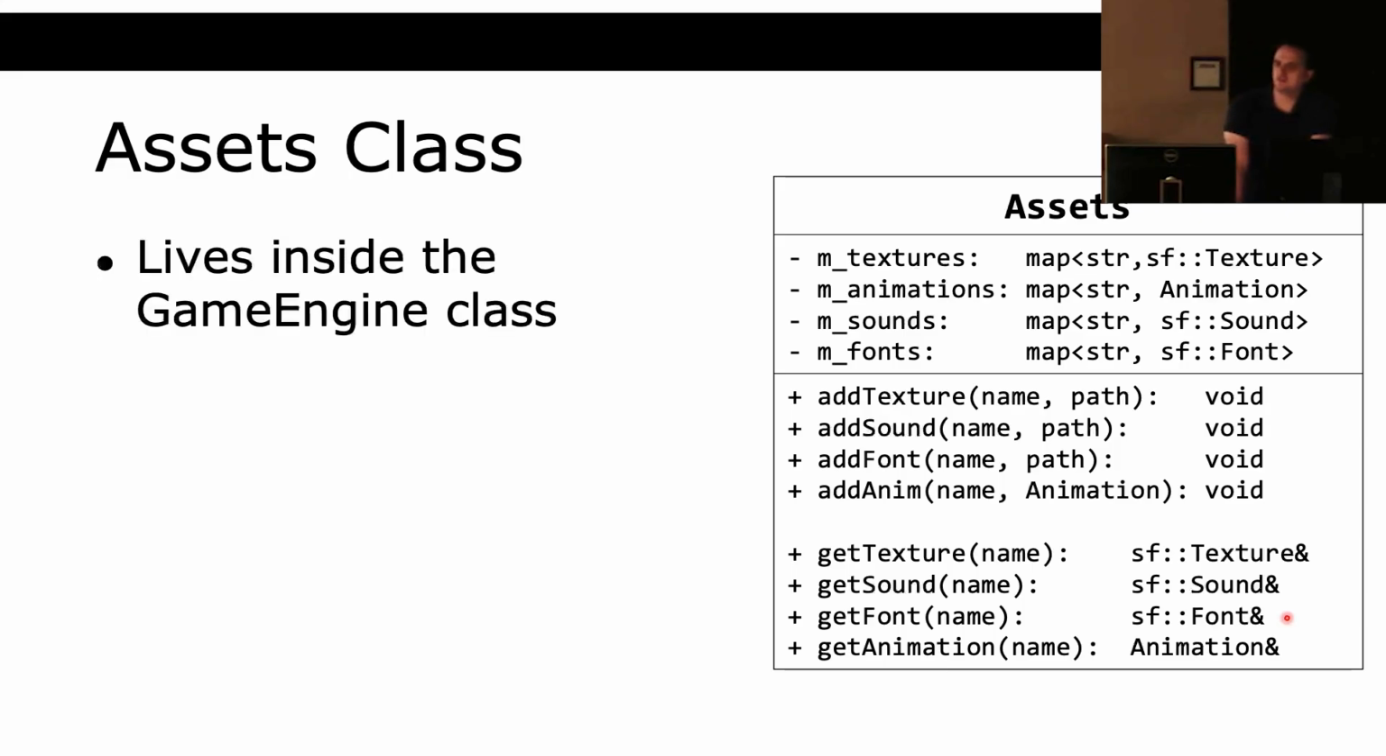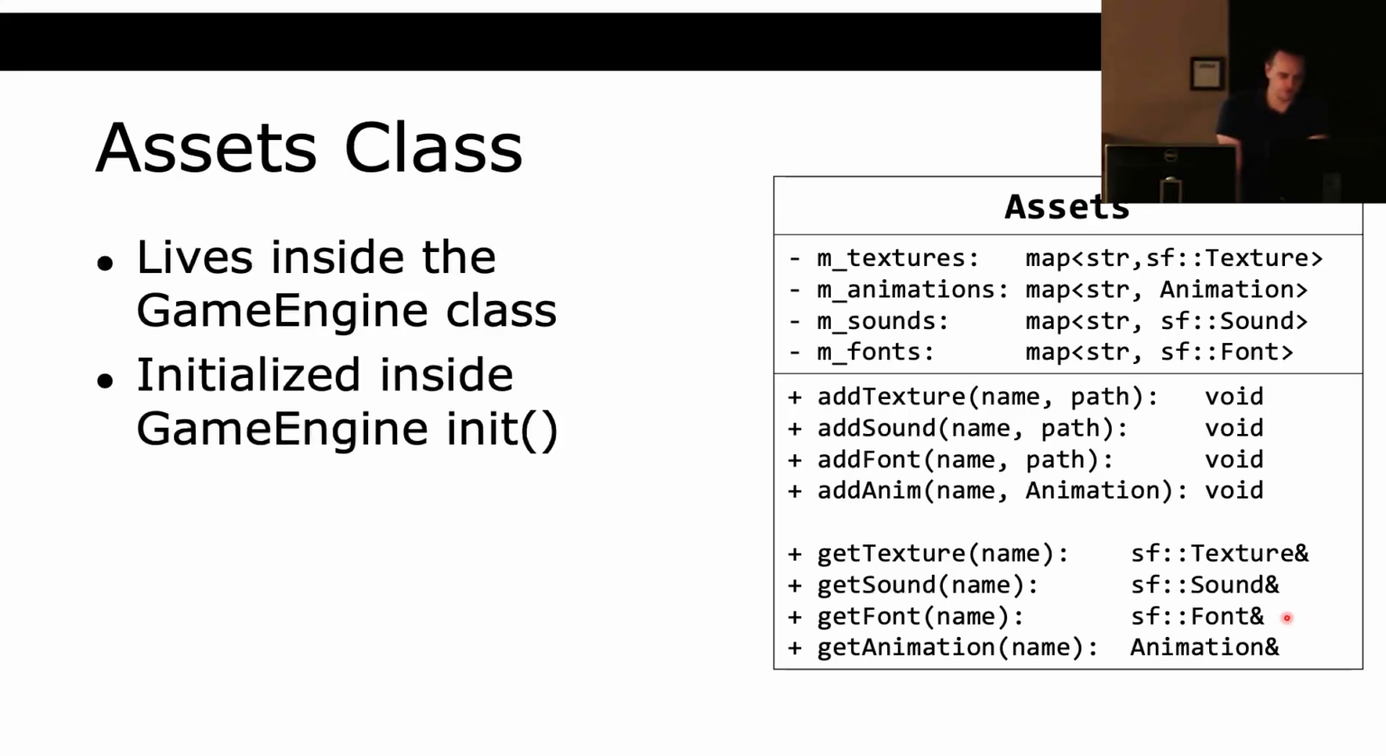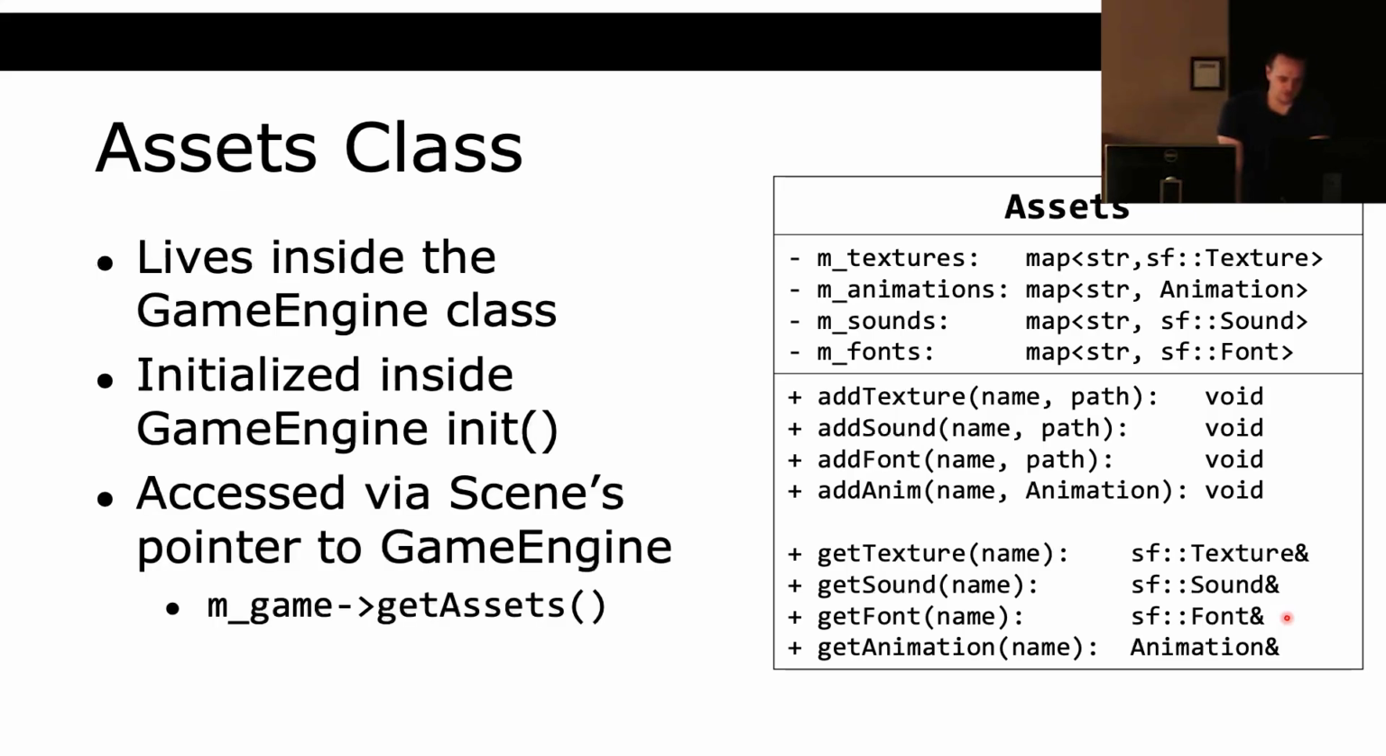So this is going to live inside the game engine class, right? Because now we could have assets on a scene-by-scene basis if we had gigabytes and gigabytes of assets, but we're not going to for this class. We're just going to load everything in the game engine, and we initialize that inside the init function of the game engine class. And then in the scenes, we're going to have a pointer to the game engine class, and then we're just going to say get assets. So game, get assets, and then we get whatever we want from there.